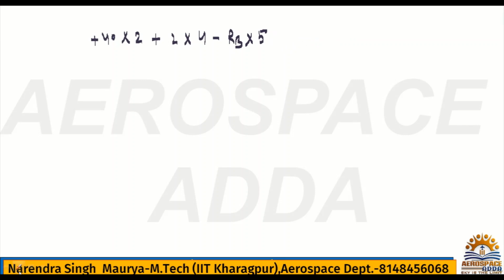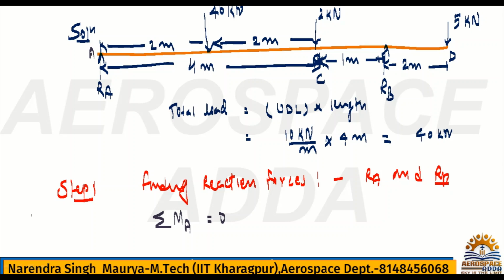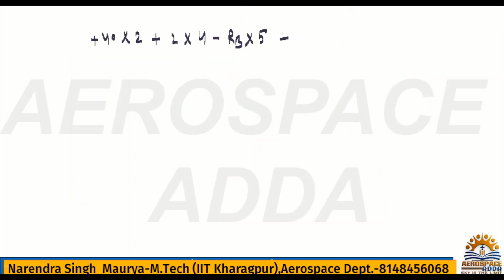RB into 5, and 5 kilonewton, which will give the clockwise moment, and total distance will be 7. So plus again 5 into 7, make it equal to 0. So we'll write this value. So you just check how much it is.